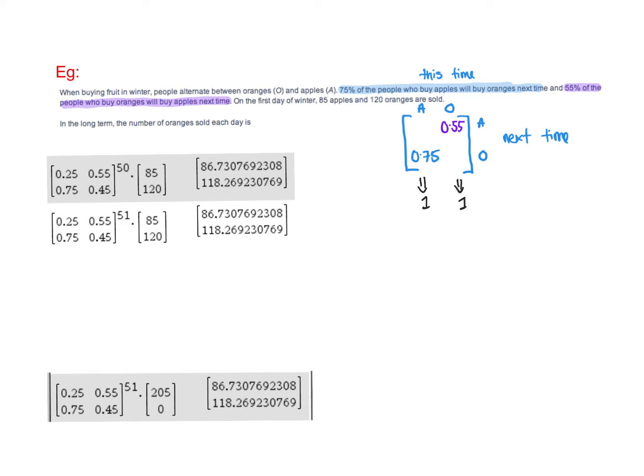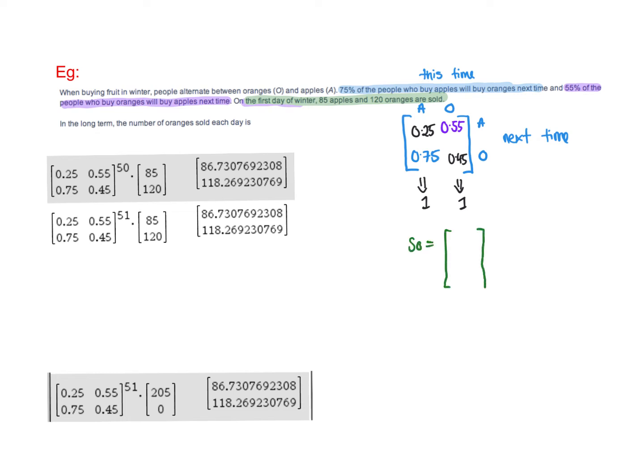So that means I can fill in the blanks. That would have to be 0.25 and this would have to be 0.45. So now I've got the transition matrix. Now here, the next thing they say: on the first day of winter, 85 people had apples and 120. So what they've given you there is your S0.